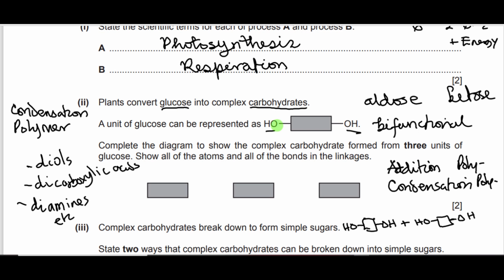Something will have to be what? Eliminated, and that is what? Water. How can we eliminate water here? It means that one of these will lose its OH, while the other one will lose the what? The hydrogen atom. So these 2 will combine to give us what? Water, right?